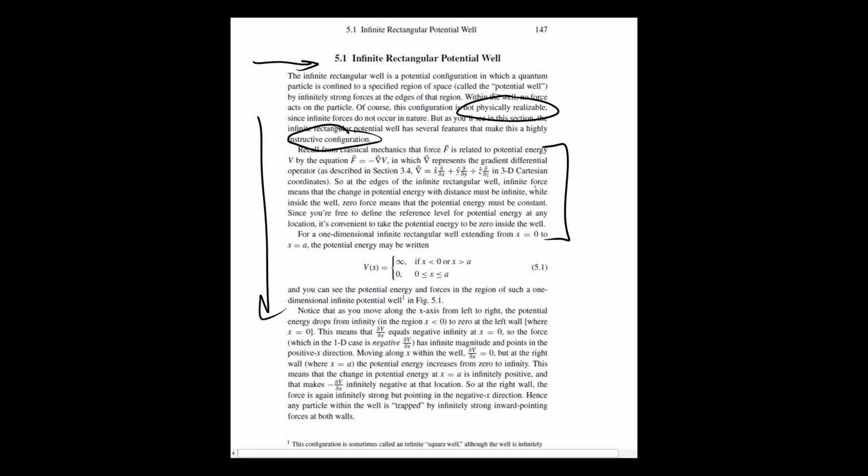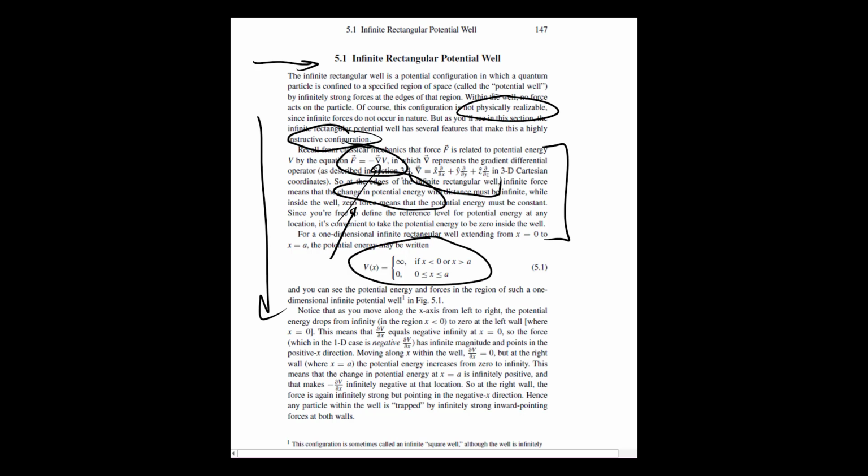This paragraph reminds you of the connection between force and potential energy. Specifically, force is the negative gradient of the potential energy. You can read about the gradient back in chapter 3 if you haven't already. But since the potential energy changes from infinite to zero at each edge of the well, that means that the forces are infinite there. Also, since there's no change in the potential energy inside the well, that means there's no force on the particle inside the well.